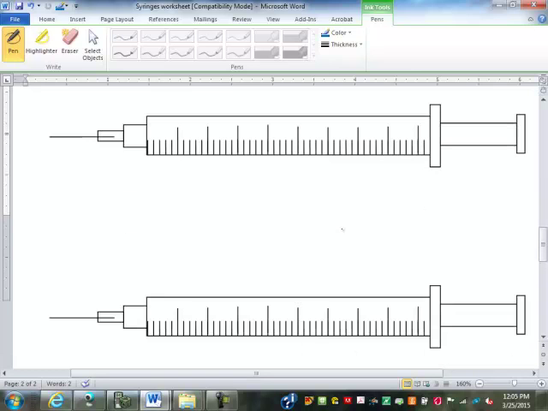So let's look at a couple more here. Let's see if you can read these. So on this syringe where it's labeled in tenths of a milliliter, I am going to fill it to this point right here.